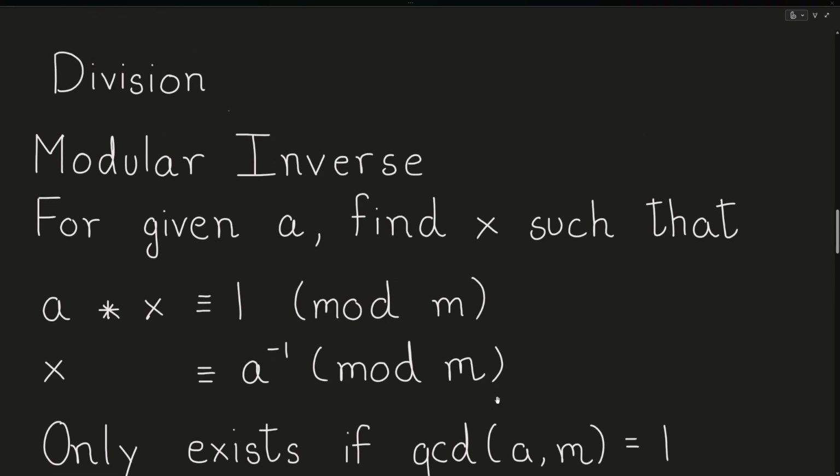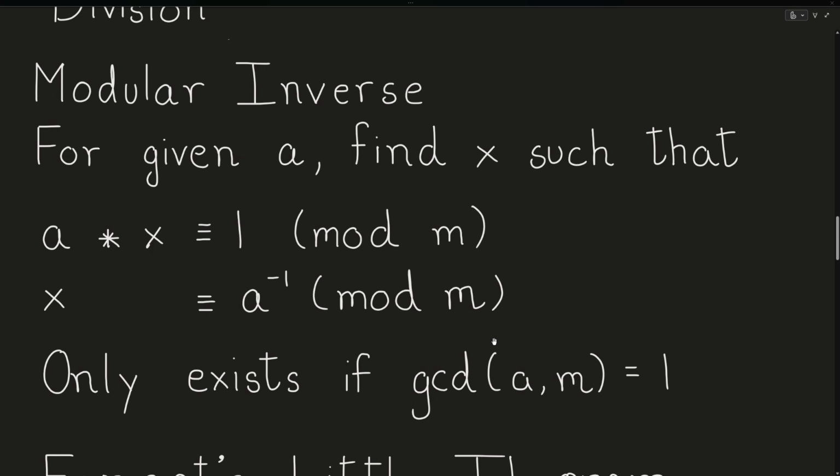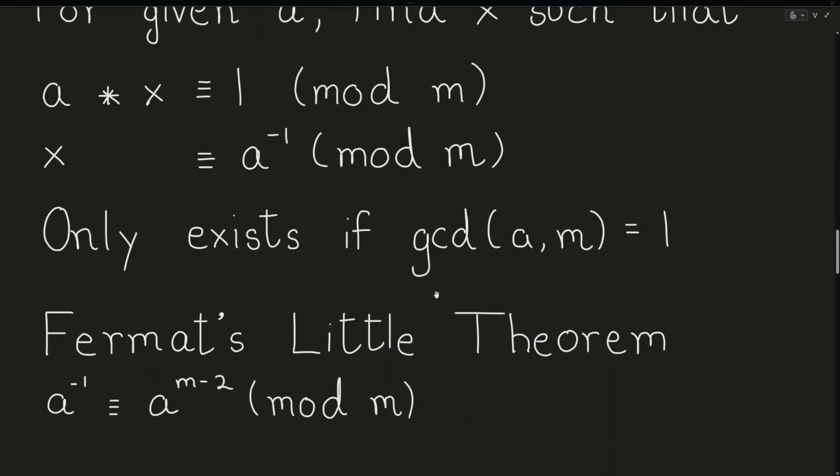This only exists if a and m are coprime, or more formally, if GCD of a and m is equal to 1. So this a^-1 we can calculate with Fermat's little theorem, which states that for some prime modulo m, a^-1 is equal to a^(m-2) modulo m.